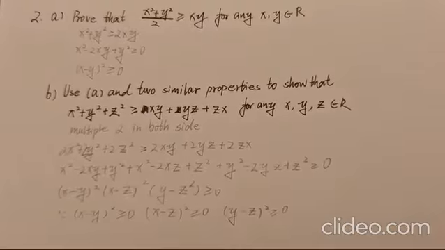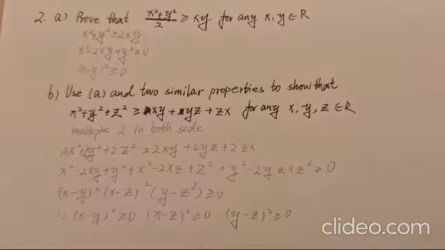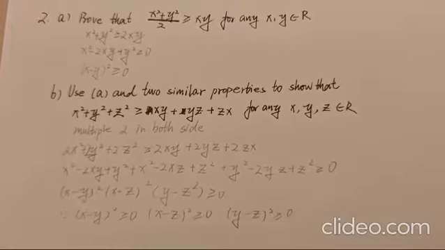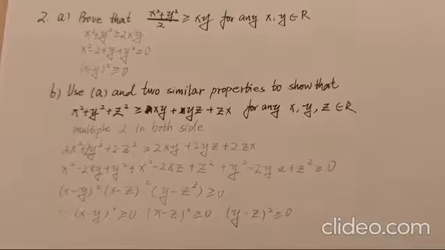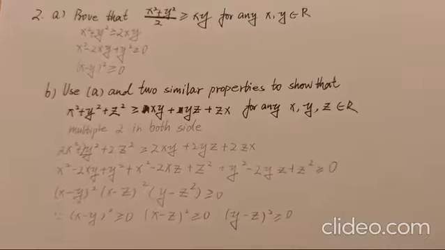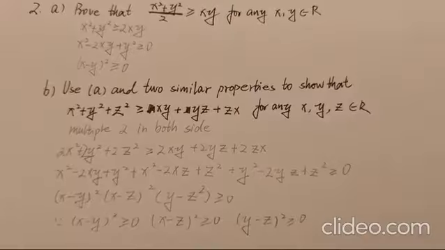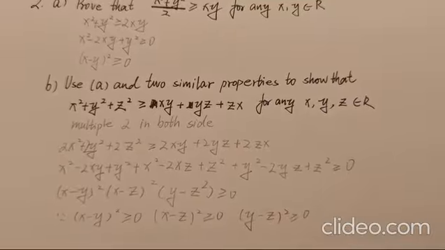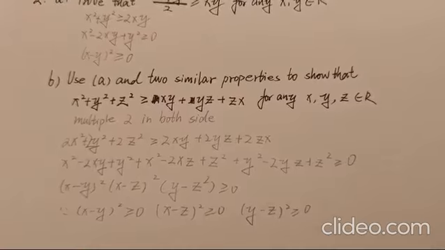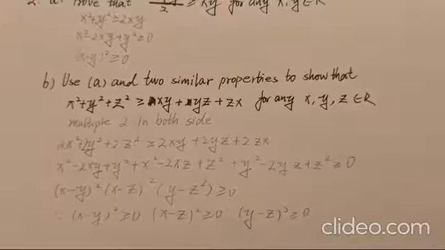So on question B, we need to use A and two similar properties to show that x squared plus y squared plus z squared is greater than or equal to x times y plus y times z plus z times x, for any x, y, z that are real numbers. So the first step is to multiply 2 on both sides. Then we get 2x squared plus 2y squared plus 2z squared is greater than or equal to 2 times x times y plus 2 times y times z plus 2 times z times x.